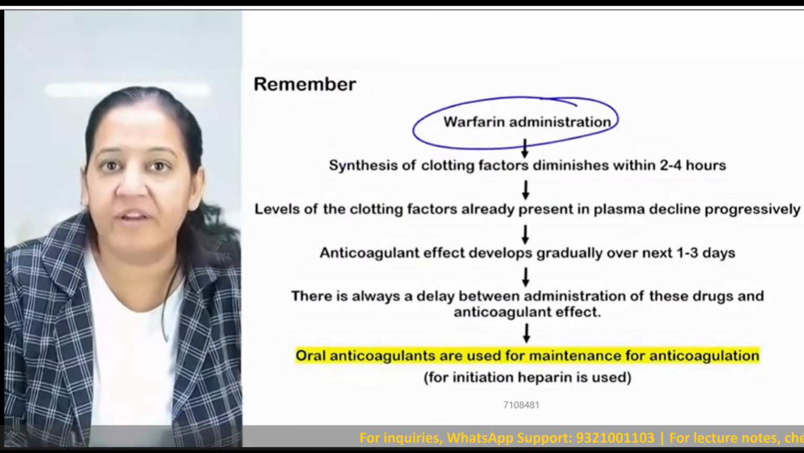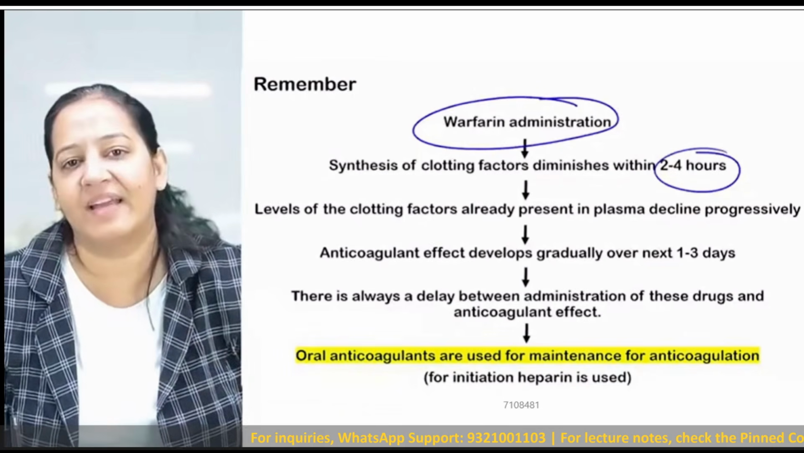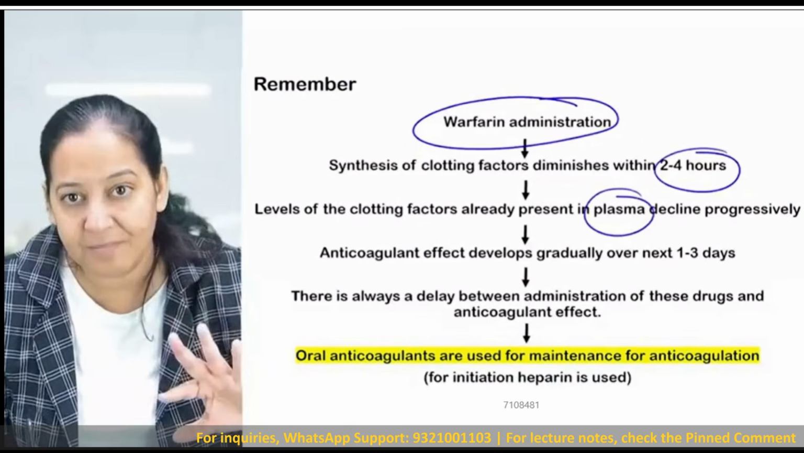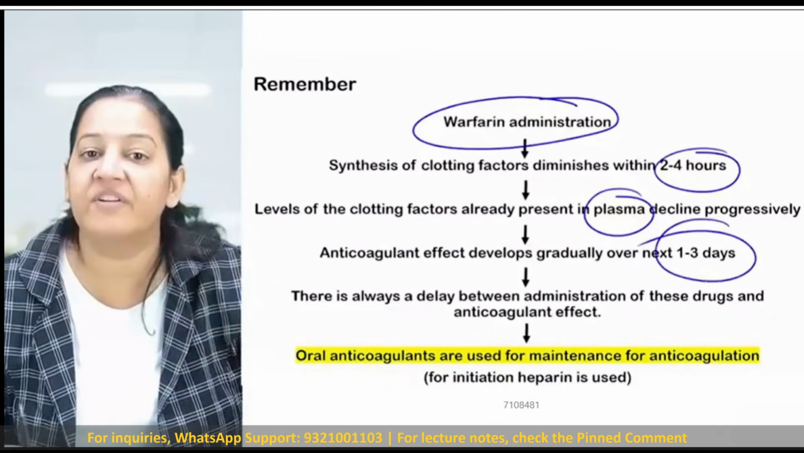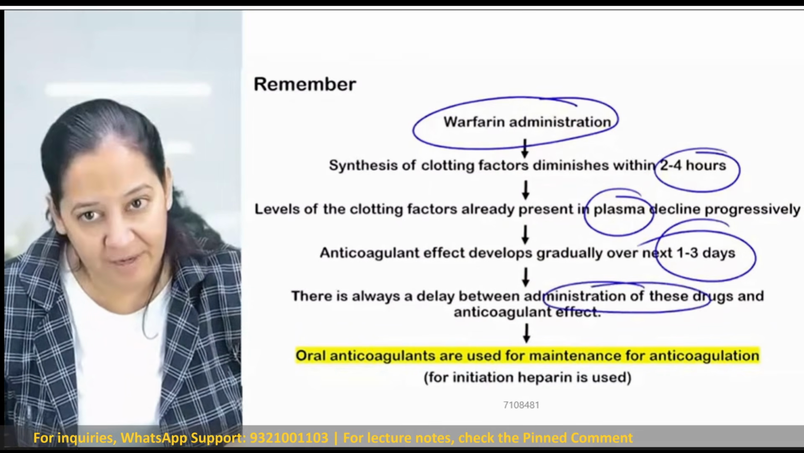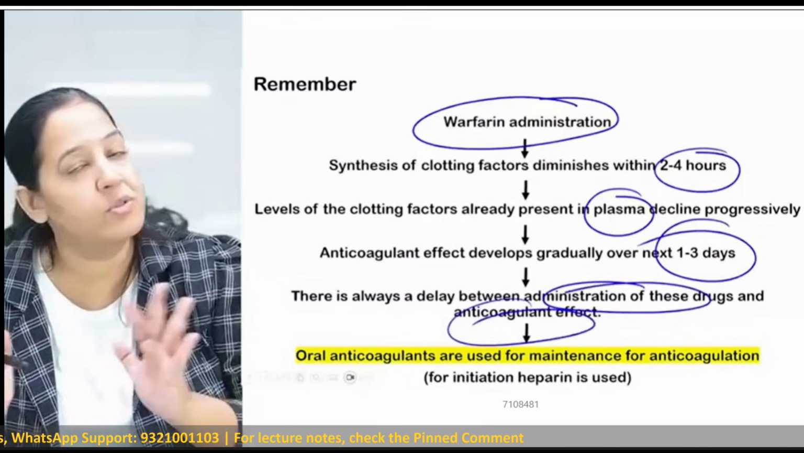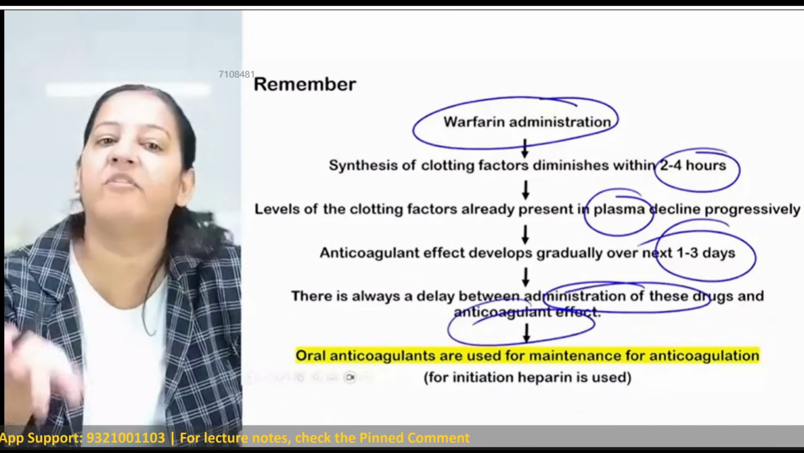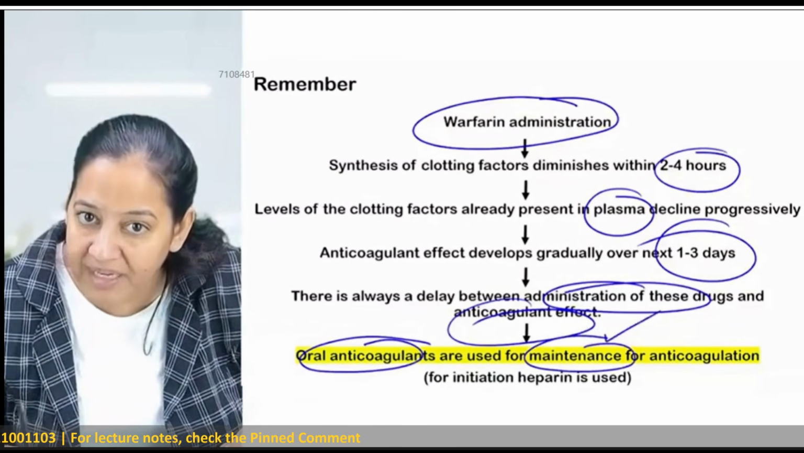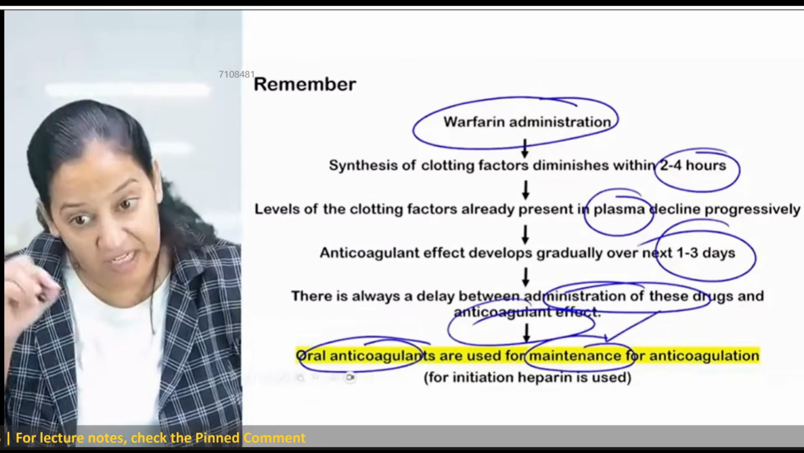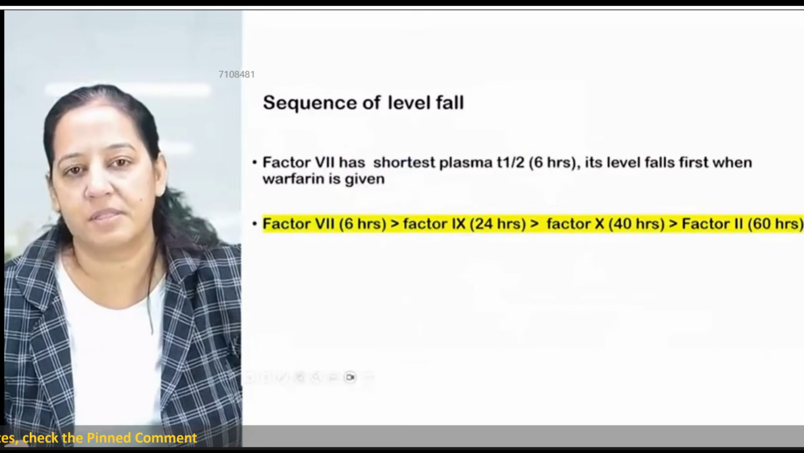So if you give warfarin, within 2 to 4 hours it will inhibit the activation of 2, 7, 9, 10 in the liver. But in the plasma, 2, 7, 9, 10 are already present and they are sufficient for 1 to 3 days. So the action of warfarin is after 1 to 3 days. After administration of the drug, it will need 3 days to show the anticoagulation action, because the preformed 2, 7, 9, 10 is not affected. The newly formed will be affected. So the oral anticoagulant warfarin is required for maintenance, not for initiation. For initiation, we need heparin. How many of you got this concept? So this is the second concept.